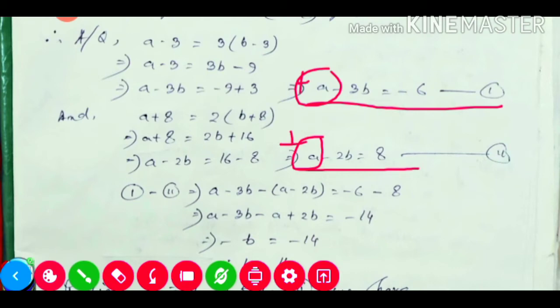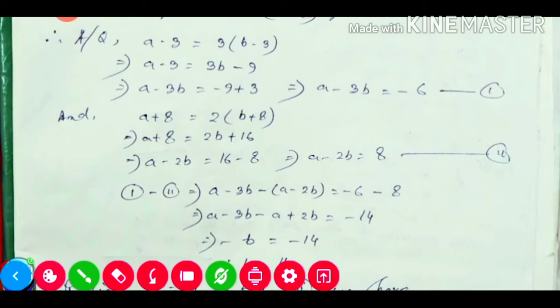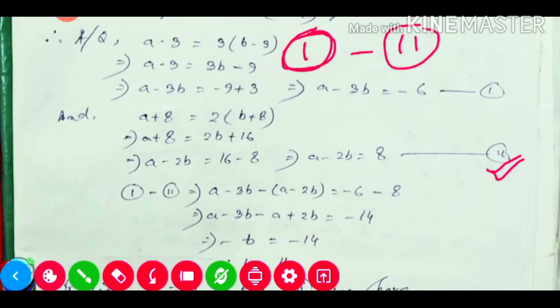That means same sign, plus plus. That means opposite sign, negative, we need to do. This equation number 2 we need to subtract from equation number 1. So equation 1 minus equation number 2.